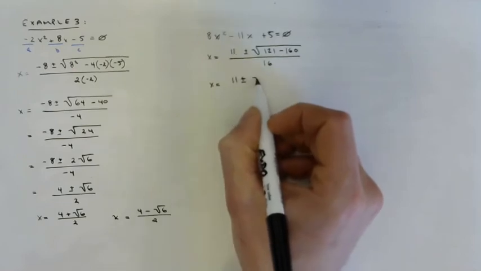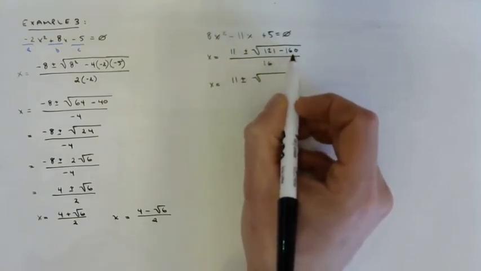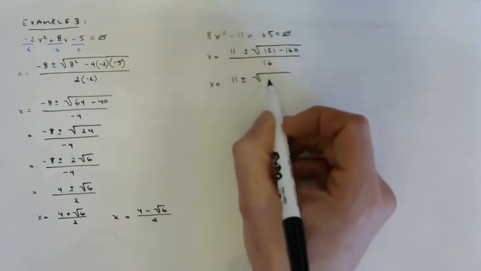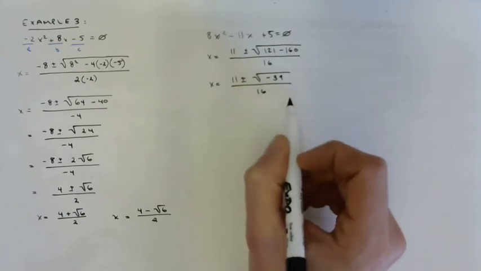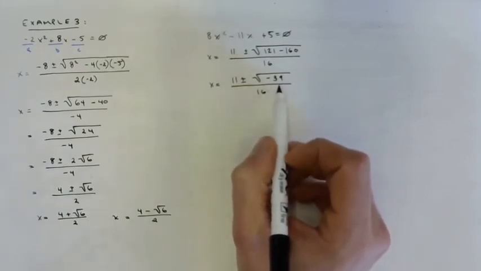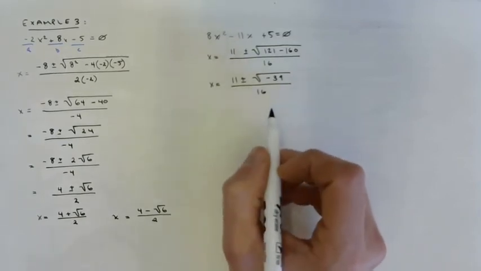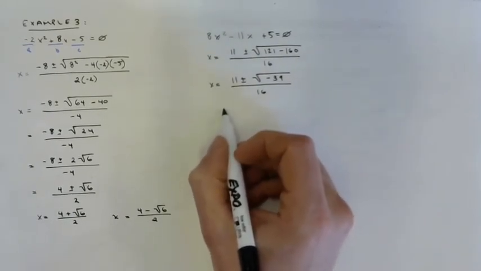11 plus or minus, look what happens to the radicand. 121 minus 160. It's going to give me negative 39. Now, you cannot square root a negative. It only has 0 solutions. So this one has 0 solutions. Okay? So now we're done this question already. And you're going to take a little note.